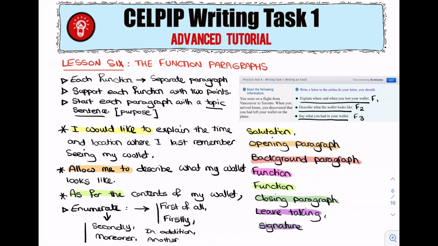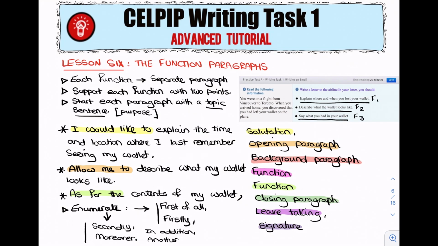So just to give you an example, if I were to write the whole function paragraph for the first bullet here, explain when and where you lost your wallet, I could say something like, I would like to explain the time and location where I last recall seeing my wallet. I distinctly remember holding my wallet before getting off the plane. Therefore, it must be somewhere around my designated seat. As you can see, I started with a topic sentence and then I included 2 points to fully flesh out the details in this paragraph.